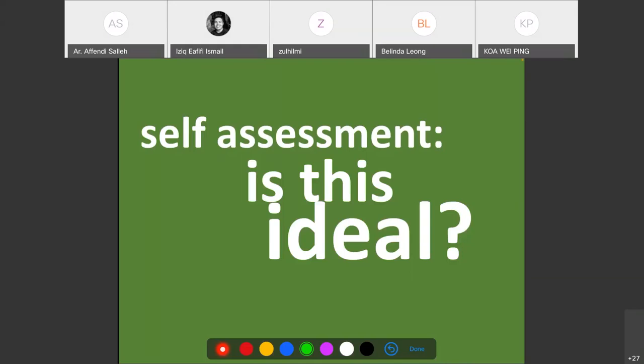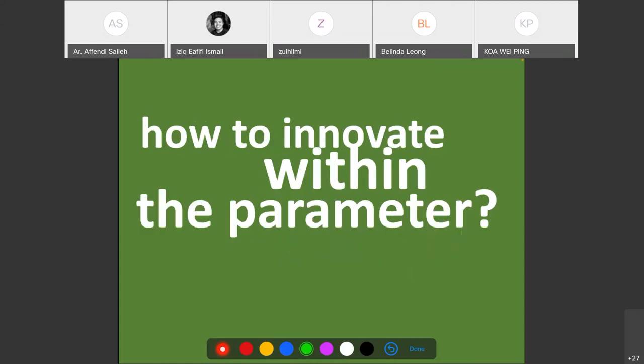Okay, I'm about to end. Tadi we started at 9:30. Wow, 1.5 hours. A self assessment a bit. Is this ideal? Is what we did an ideal thing? Can we still innovate, but within the parameters? So the keyword is innovate.